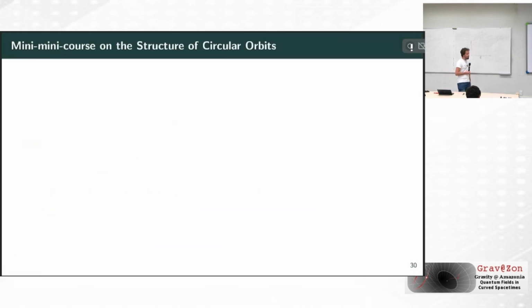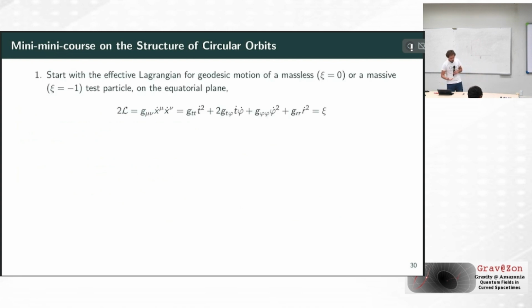Now I would like to give you a mini course on the structure of cycloorbits. Pedro already mentioned in his first lecture how to obtain light rings. But here I will also talk about that, and also about time-like cycloorbits. So what you do is assume there is some test particle in geodesic motion. And in order to study the cycloorbits, you have to consider, for example, the effective Lagrangian. Pedro, in his first lecture, assumed the Hamiltonian, but here I usually start with the Lagrangian.